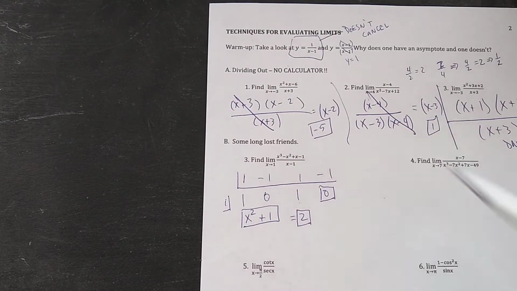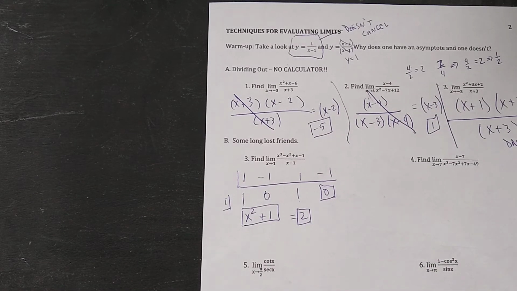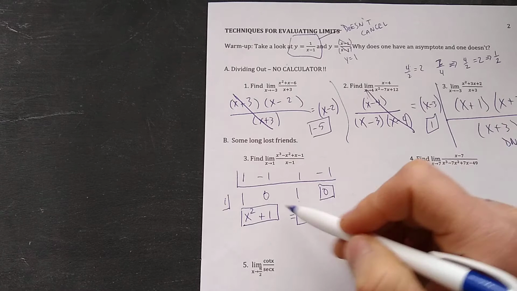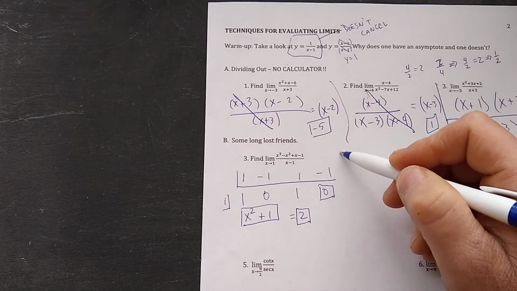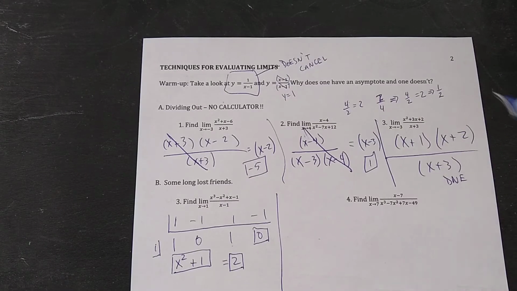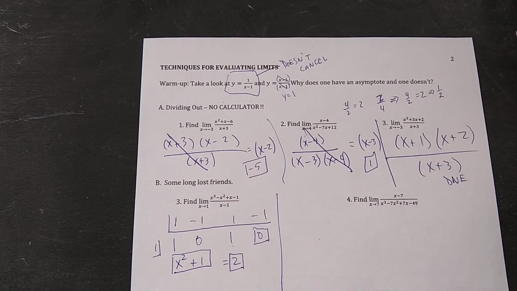If you want to graph this and see if there's a hole in it or if there's an asymptote, you can, but you can just take my word for it that there was a hole in that one, and we just made it pluggable.